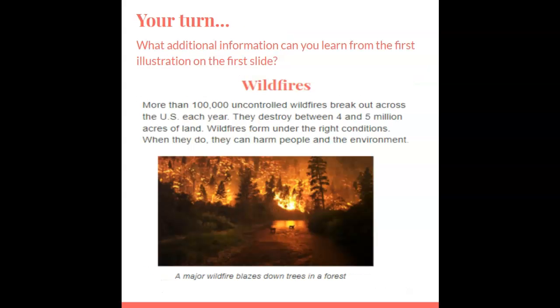Okay, so with that being said, this is your turn now. What additional information can you learn from the first illustration on the first slide? So I put a copy of the first slide right in there. It was talking about wildfires. So, more than 100,000 uncontrolled wildfires break out across the US each year. They destroy between 4 and 5 million acres of land. Wildfires form under the right conditions. When they do, they can harm people and the environment.